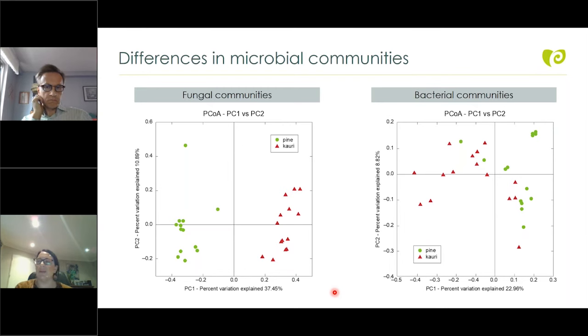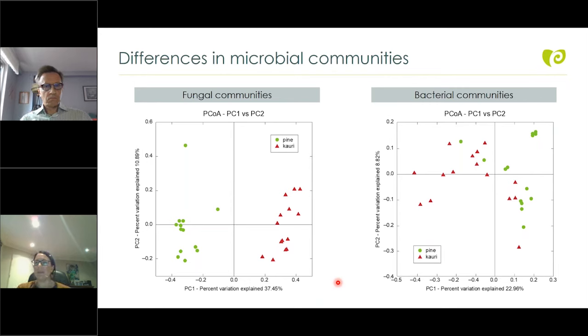There was a significant difference in the composition of fungal communities between kauri and pine, and that's quite obvious in these ordination plots. We found the same in the bacteria, but what we didn't find in the fungal communities is that the heterogeneity of the sites also contributed to this difference. That makes the bacterial community differences not so pronounced under land use, and a little harder to interpret the results there.